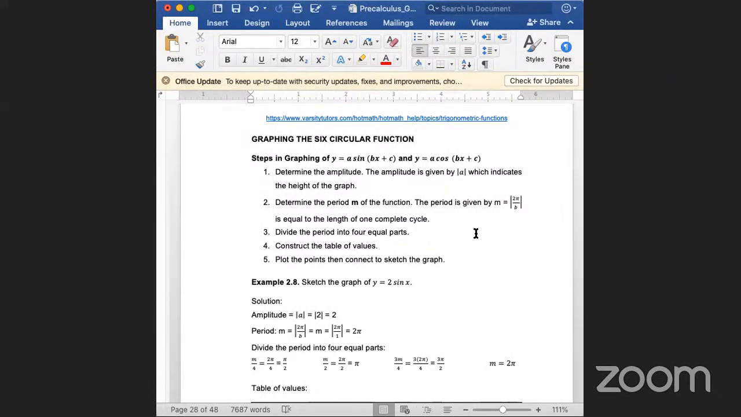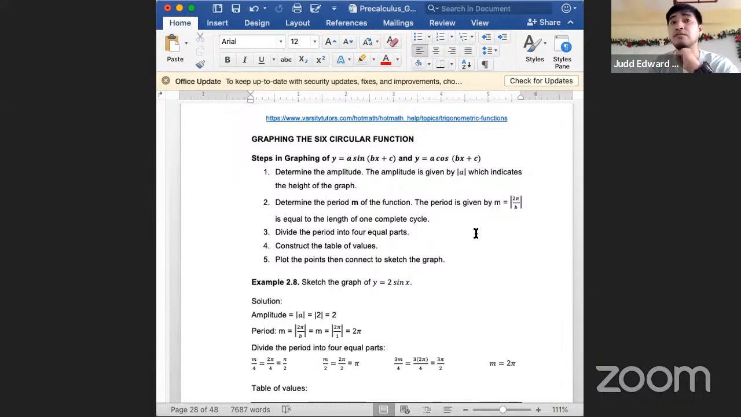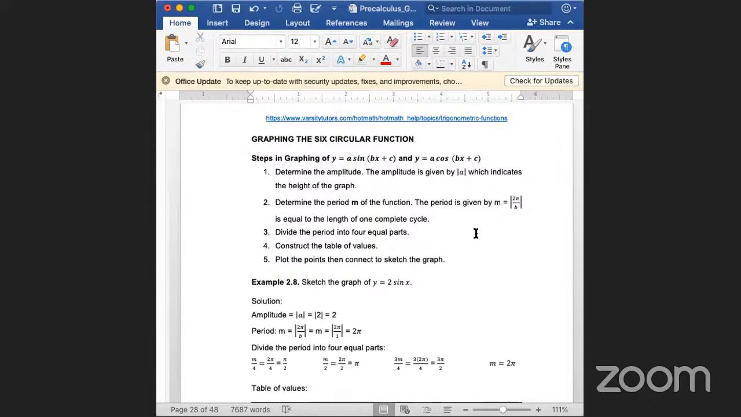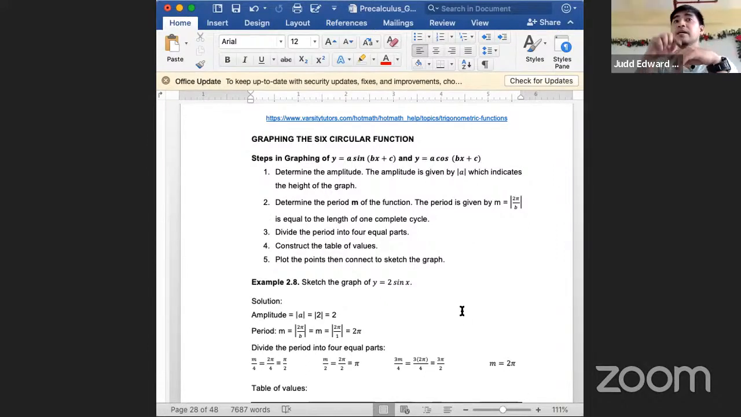Next, determine the period of the function. The symbol for period is m. Usually kapag hindi ka po binigyan ng period, dahil alam natin na ang isang period is isang buong ikot, gaano po kalaki yung isang buong ikot ng circle in radians? 2 pi. So usually, periods will be given in 2 pi.